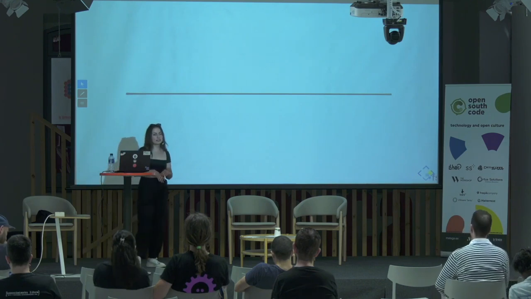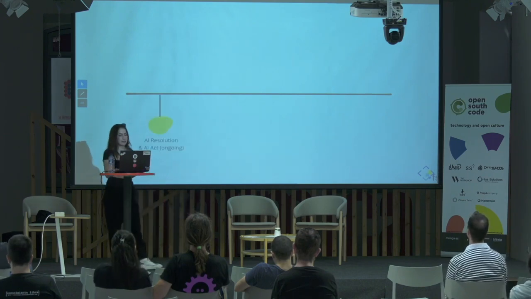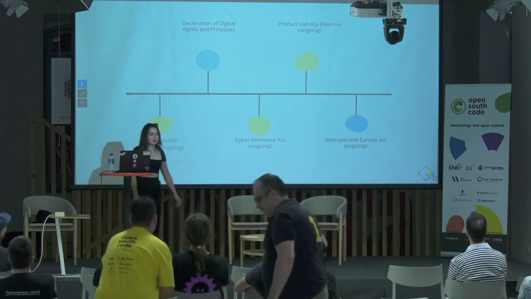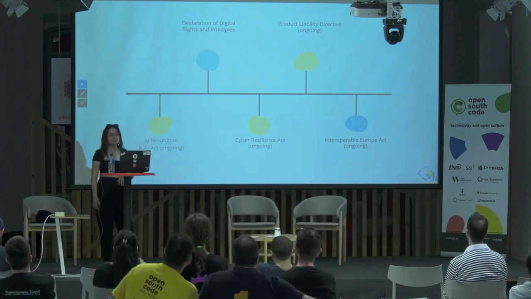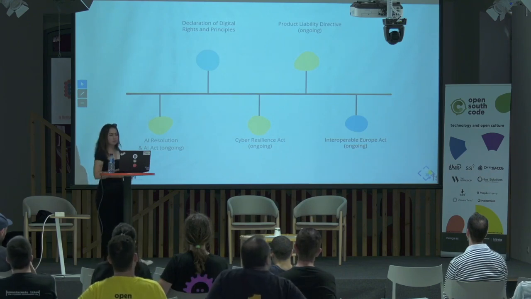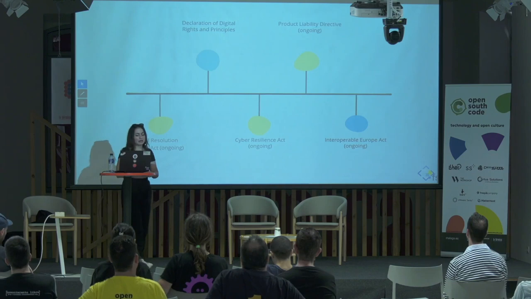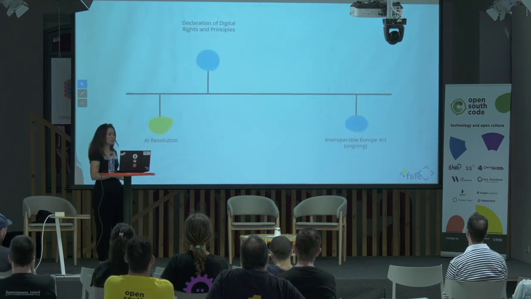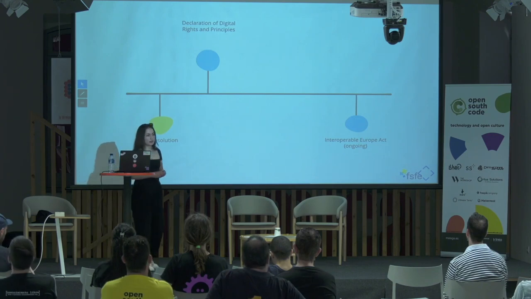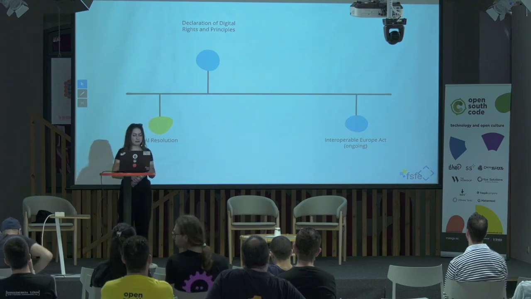I'm going to mention some of the digital topics that have been keeping us busy over the last months. This is an overview of what we are actually working on. The green files are related to liability and free software. Yesterday my colleague Alex talked about this in depth, so I'm not going to touch on that much, only the AI resolution. Then I'm basically going to talk about these three: the AI resolution, the Declaration of Digital Rights and Principles, and I would mainly focus on the Interoperable Europe Act, which is going on at the moment and on which we are being active.